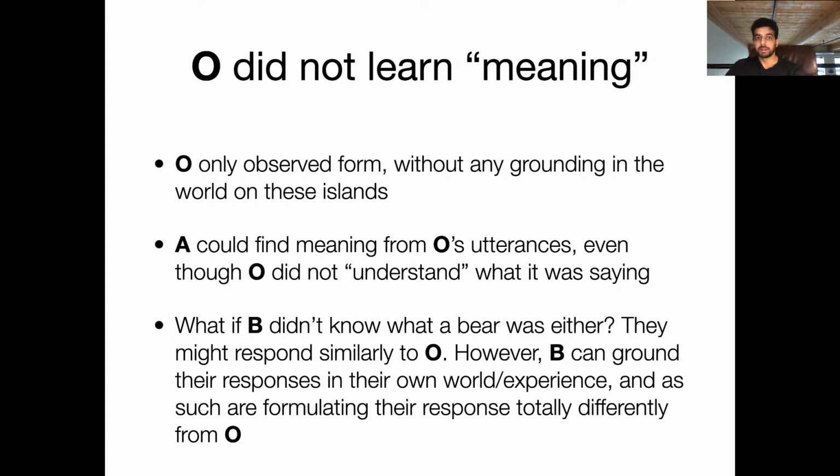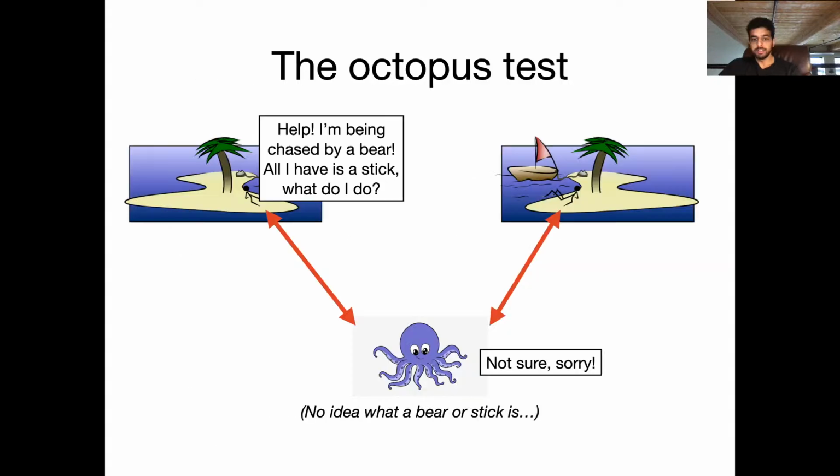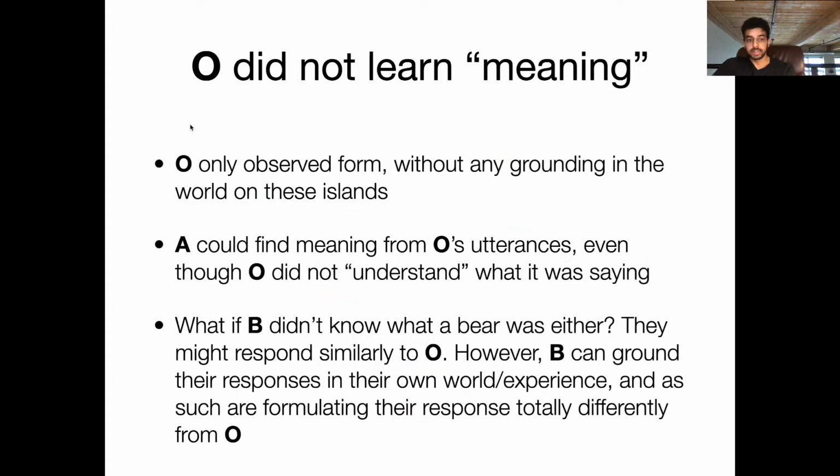But the conclusions of this paper are that O did not learn actual meaning from just the form alone, right? So it was not grounded in the actual day-to-day occurrences on these islands. And so even though it output something like not sure, sorry, and A could understand that, A could find meaning through that utterance, the octopus didn't actually understand what it was saying, or it didn't understand A's utterance.